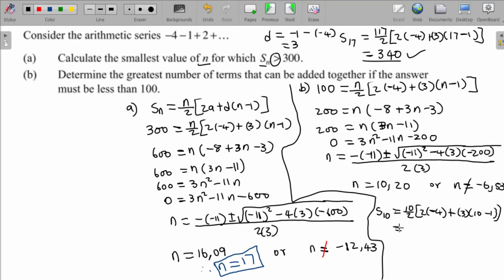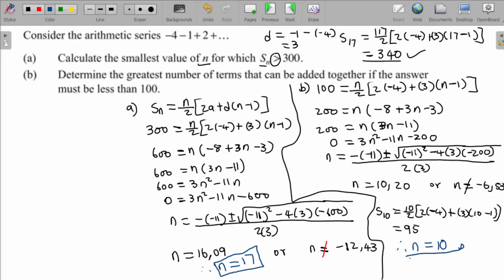Now let's check. 10 over 2, 2 times negative 4 plus 3 into 10 minus 1. Now I'm getting 95 here. Is 95 less than 100? Yes, it is less than 100. Now you conclude from there. You don't have to go and check the other one, because this one gives the answer. So therefore, n is equal to what? It's equal to 10. You don't have to go back and check the other one. Obviously, the first one you need to check is this one. If this one doesn't give you, then you go to the other one. Now, automatically, this one is 10.